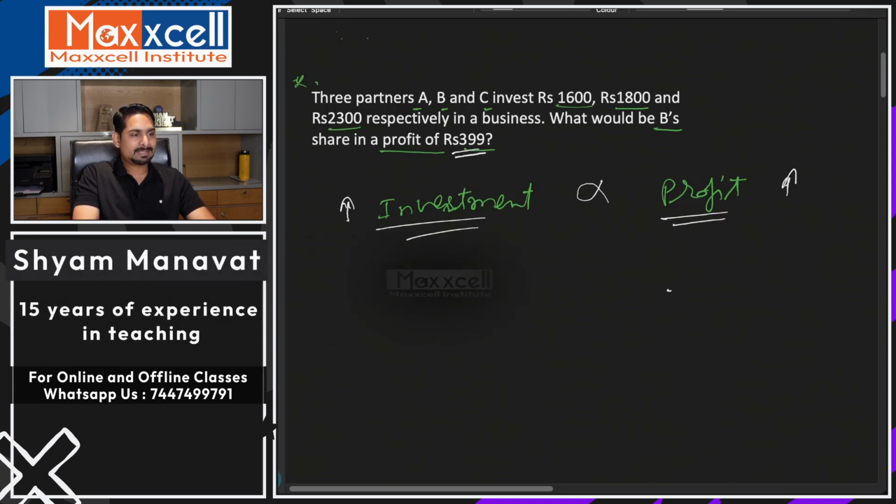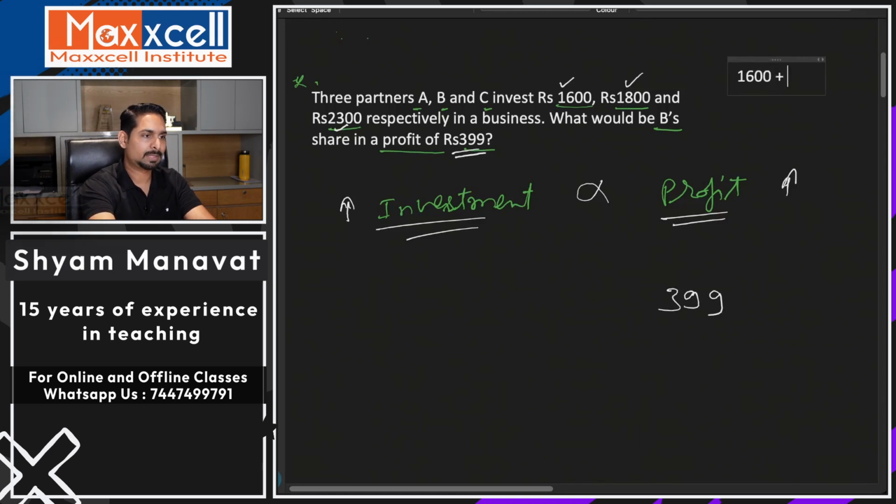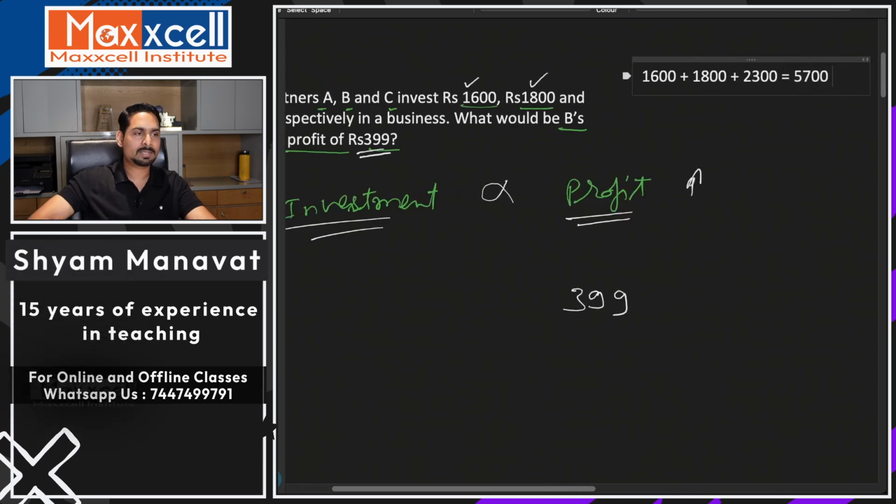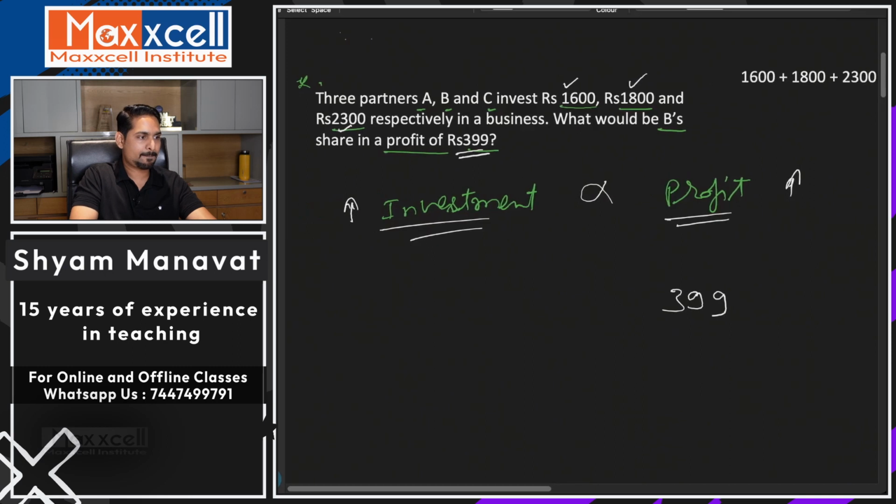So for this 399 as a total profit, what is the total investment? If you look at this, total investment is 1600 plus 1800 plus 2300. Let's add all of them. So total investment is 5700. This is given to us. I hope it's going fine. So far so good. Now question said find B's share in this profit.